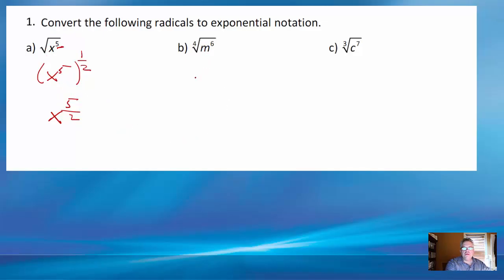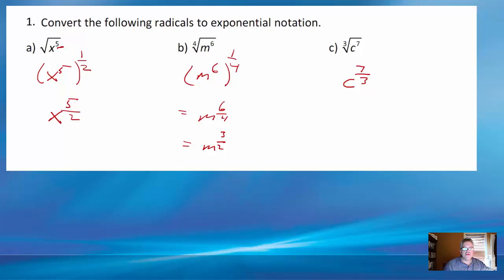On this one, we can write this as m to the 6th, all raised to the 1/4 power, which is m to the 6/4, and if you really wanted to, we could simplify that to m to the 3/2. But again, in this one here, we see 6 is the power of m, 4 is the root, and we just happen to be able to simplify that. This one, we're just going to write in one step. The power is 7, the root is 3, so this is c to the 7/3.